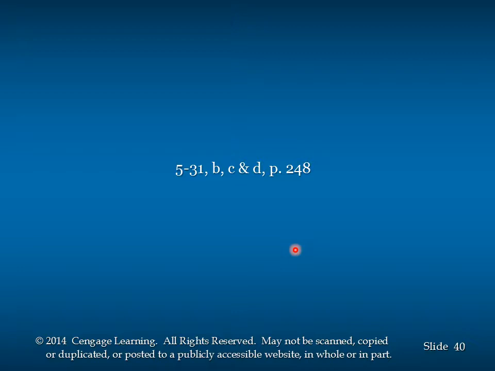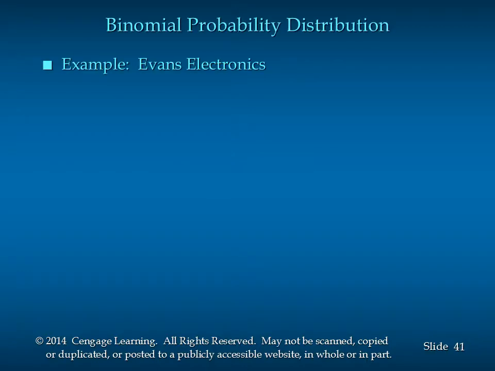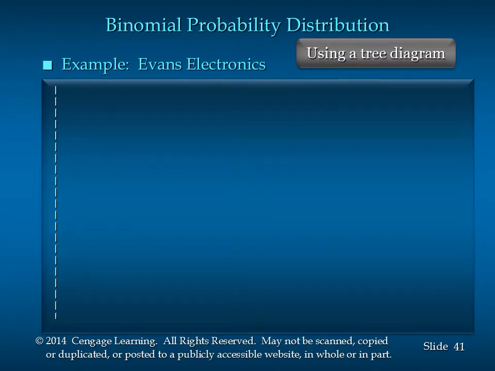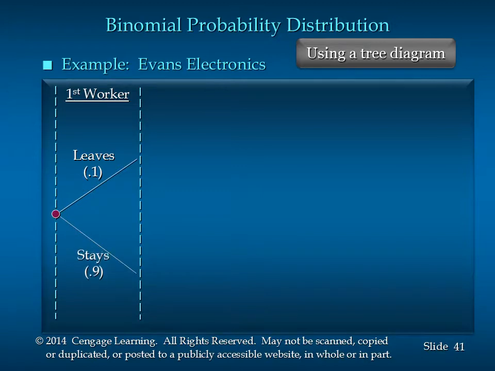All right. So now, let's take a look at the example we had before, Evans Electronics, and we're going to use a decision tree. There's another way to look at the same problem. Again, if the way you understand situations is through visualization, decision trees are your tool of choice, because it just easily comes out and makes sense.